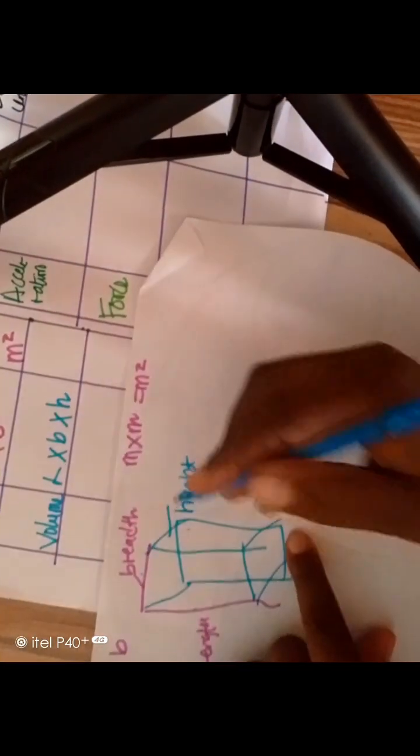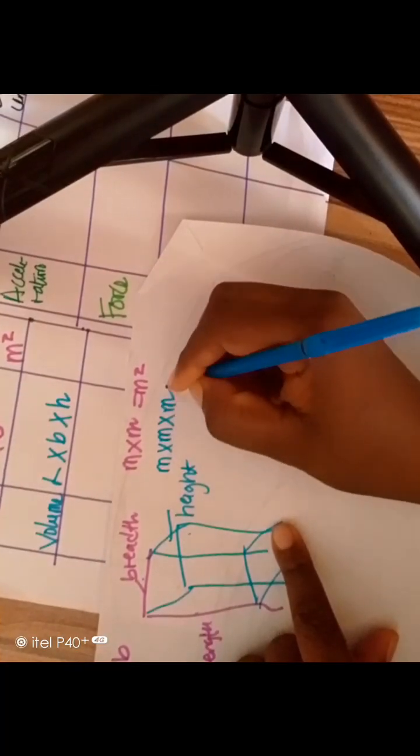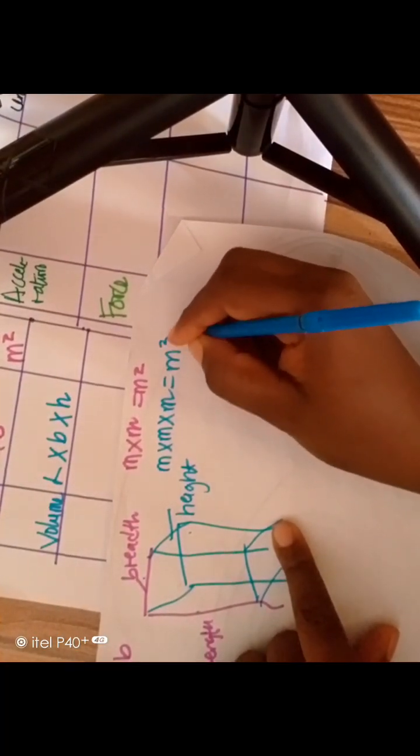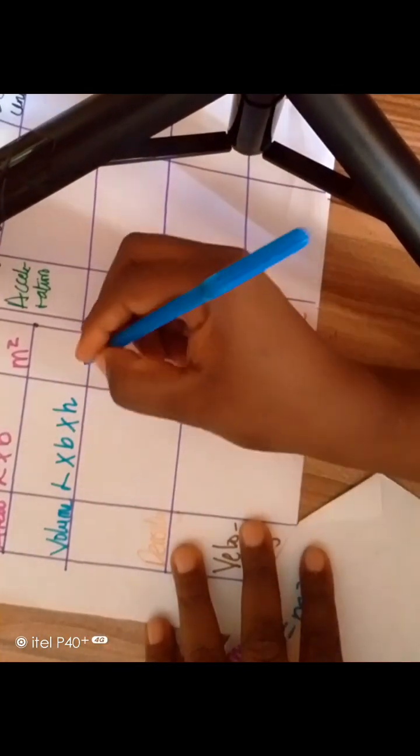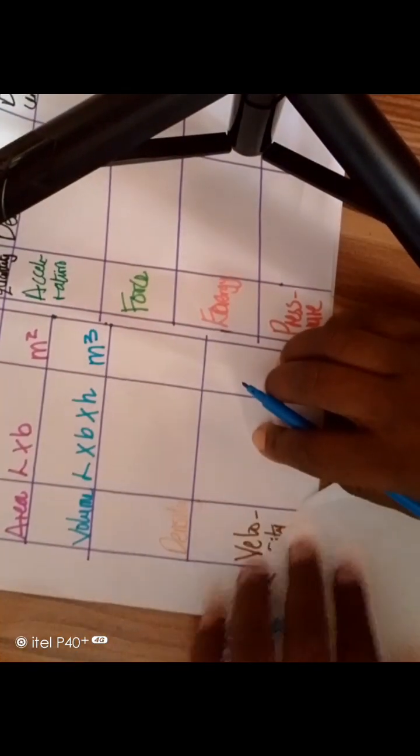So in that case, our volume will be m times m times m, which equals m cube, m^3. Have you seen it? So because of that, our volume will be what? M cube. I hope you understand it.